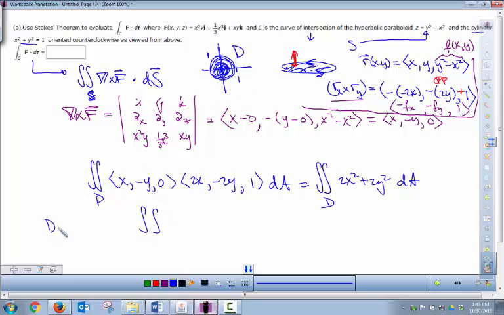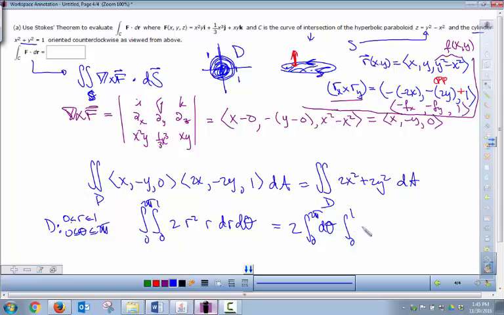Our domain is going to be represented with r going from 0 to 1, theta going all the way around. And our integrand is going to be 2r squared. So that's just the integrand, but the dA has another r, so that'll end up being r cubed. And there's no thetas, so we can separate this. Let's take the 2 all the way out. Let's integrate from 0 to 2 pi with respect to theta. That's just going to be 2 pi. And then the integral from 0 to 1 of r cubed is going to be 1/3.